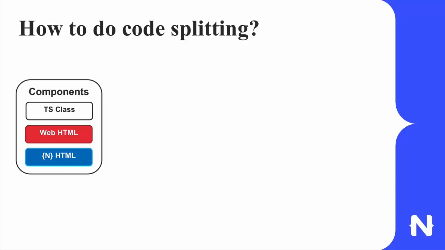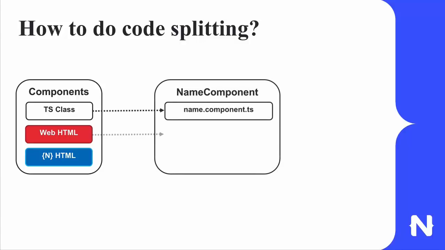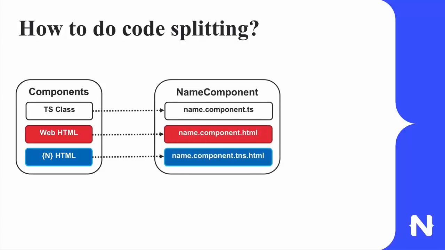So for example, if you look at a component or how you would actually structure your code, let's say you would have a component, name component, which for the TypeScript class would be name.component.ts. But for the HTML, we use a naming convention. So you can see in blue, we actually have name.component.tns.html, which specifies, hey, this is a native specific file. And in red, we have name.component.html without TNS, which basically means this is a web specific file.